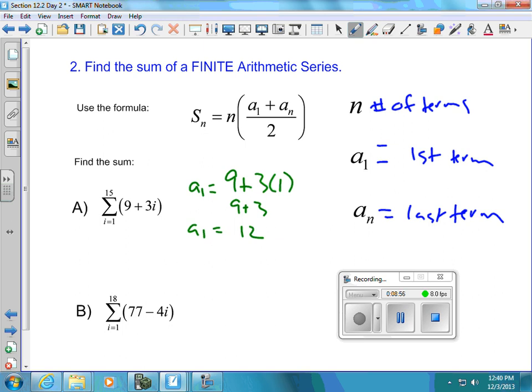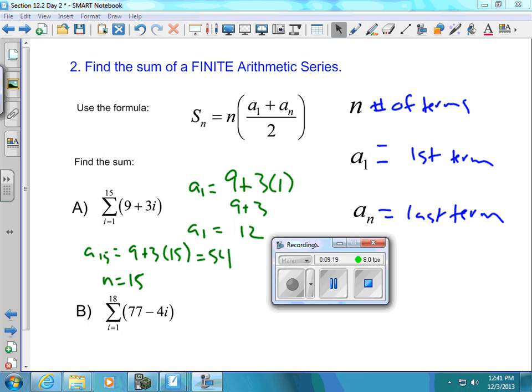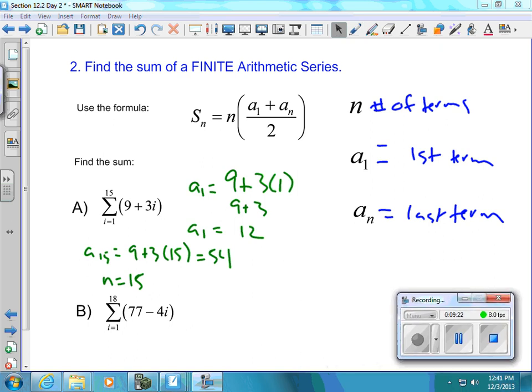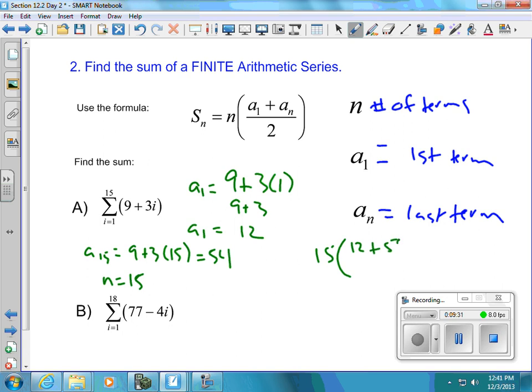We need to find the last term. That's the 15th term in this case. So a sub 15 is 9 plus 3 times 15, which I'm not going to show all that work. This time we get 54. So 54, and we know that our n value is 15. We start at 1, there's 15 terms, so n equals 15. So we can plug it into this formula. We get 15 times 12 plus 54, all divided by 2. We plug that in our calculator and we get 495.